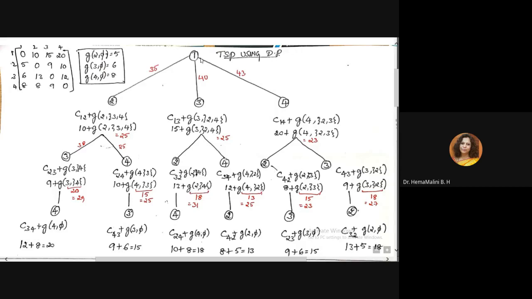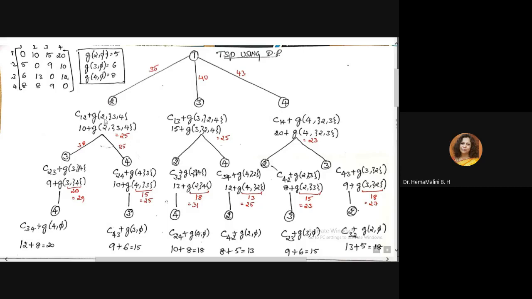As I told, we are starting from city 1. If we start from city 1, the options the traveling salesperson has are that he can go to city 2 or city 3 or city 4. So if he is going from 1 to 2, the cost would be C of 1 to 2 plus the remaining cities, where K is 2.